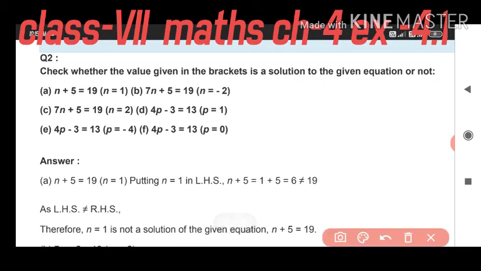So here you can see, therefore n equal to 1 is not a solution of the given equation. If you get an equal value, then you will write yes, it is the solution. Here we got not equal, isn't it? LHS is not equal to RHS, so this is not the solution of the given equation. Now next, question B: 7n plus 5 is equal to 19 and n equal to minus 2. In place of n you will put minus 2. So come to the solution.